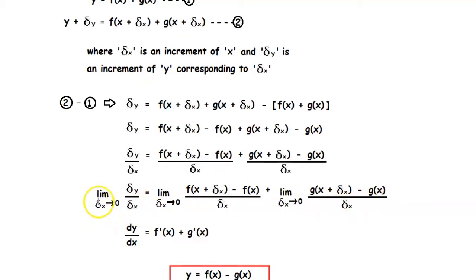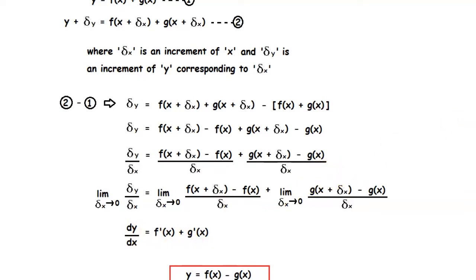So here this left hand side is equal to dy by dx, and here this part is equal to f prime x. If you remember, this is what we proved earlier in this chapter, and this part will be equal to g prime x. So this gives us our final answer. Dy by dx is equal to f prime x plus g prime x. So this proves our addition rule.